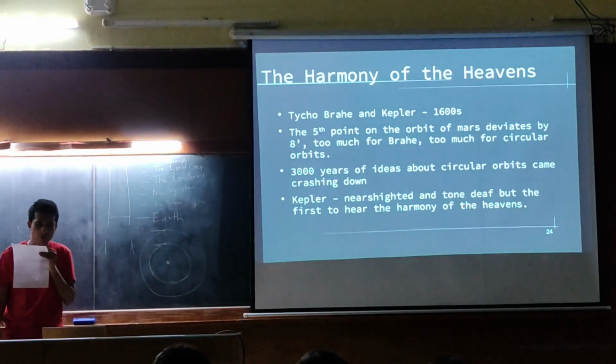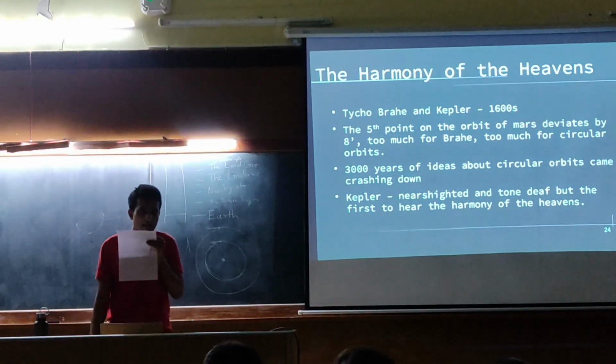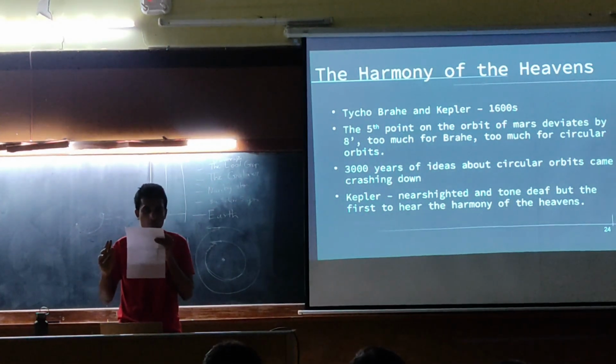So, Brahe was an excellent observer. The human eye can see up to 1 arc minute.